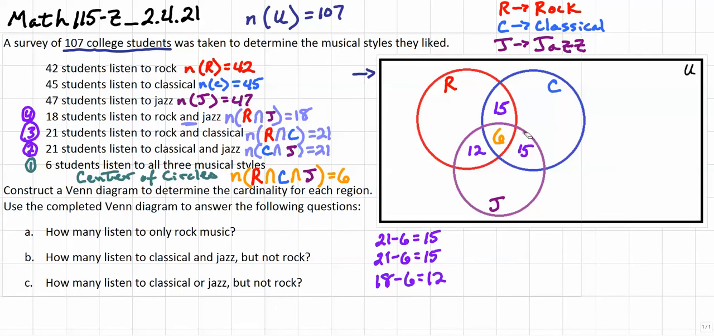Now we can begin to fill in the rock, classical, and jazz only. So we go to our next statement, which is 47 students listen to jazz. Well, 47 students listen to jazz. That's this entire circle right here.